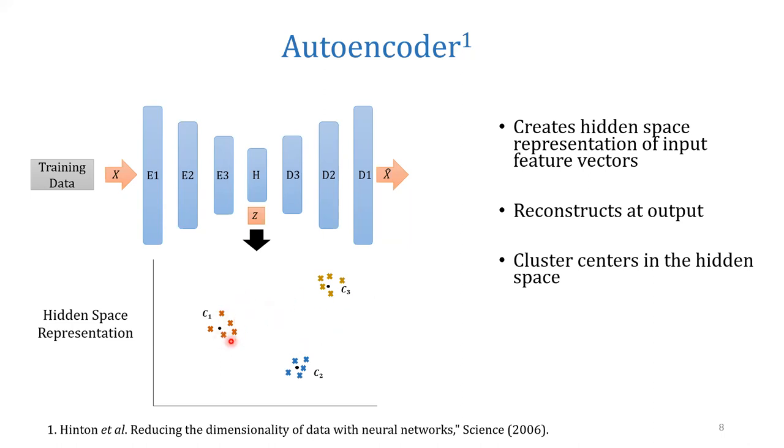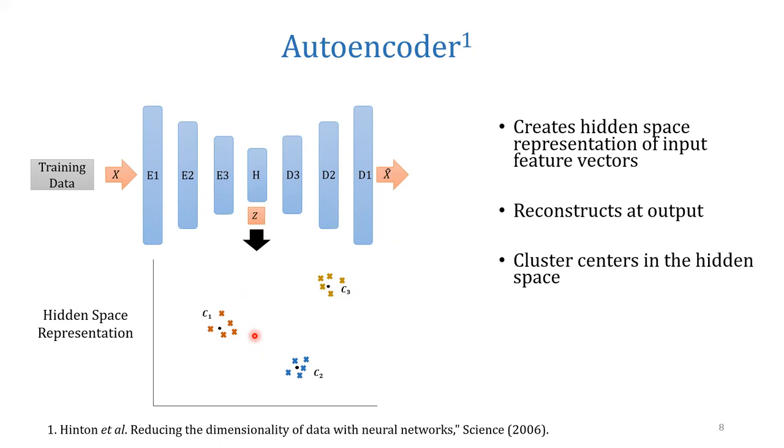The different colors in this figure in the hidden space representation indicate the data points belonging to different classes. So here the data points in red are a particular class, data points in blue are a different class, data points in yellow are another different class. So assume that these data points form clusters in the hidden space representation.